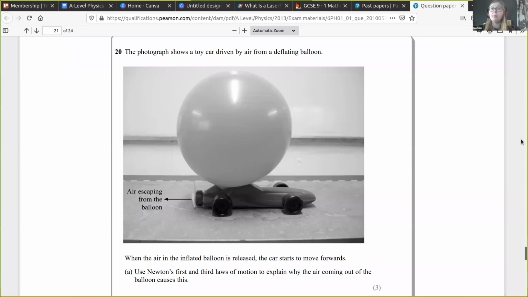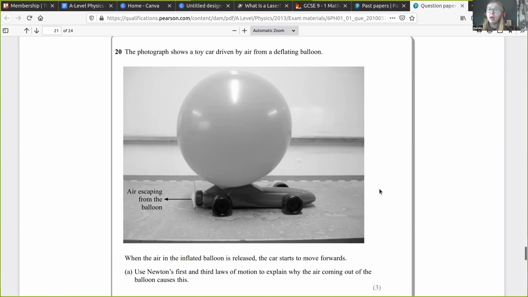So we're now going to have a look at an exam style question where we would need to use Newton's laws to answer the question. So this is a genuine past exam question. It's quite an old one now, but there are some more recent ones on the worksheet that goes with this video. So the photograph shows a toy car driven by air from a deflating balloon. So air is escaping from the balloon, causing the car to move forwards. Use Newton's first and third laws of motion to explain why the air coming out of the balloon causes this.